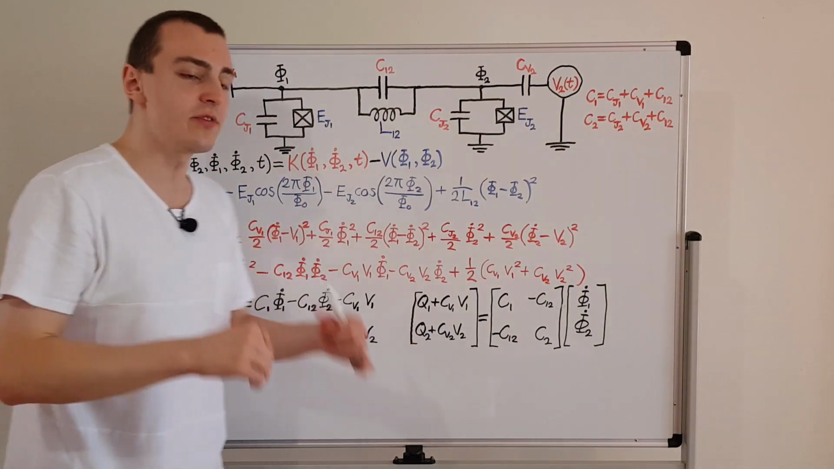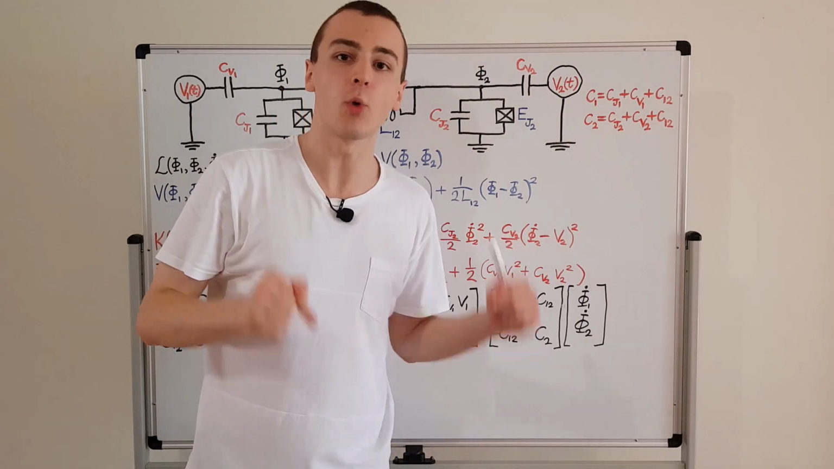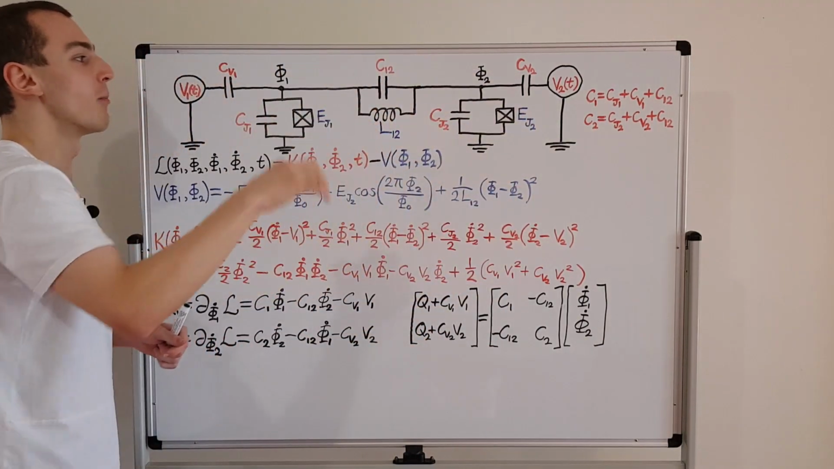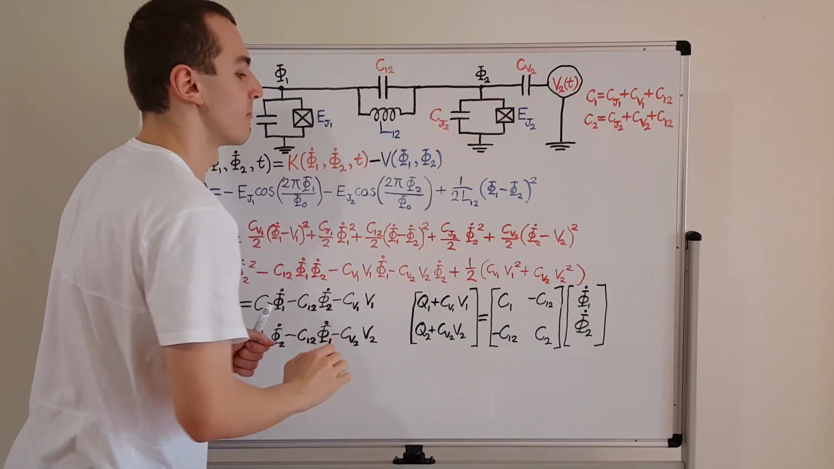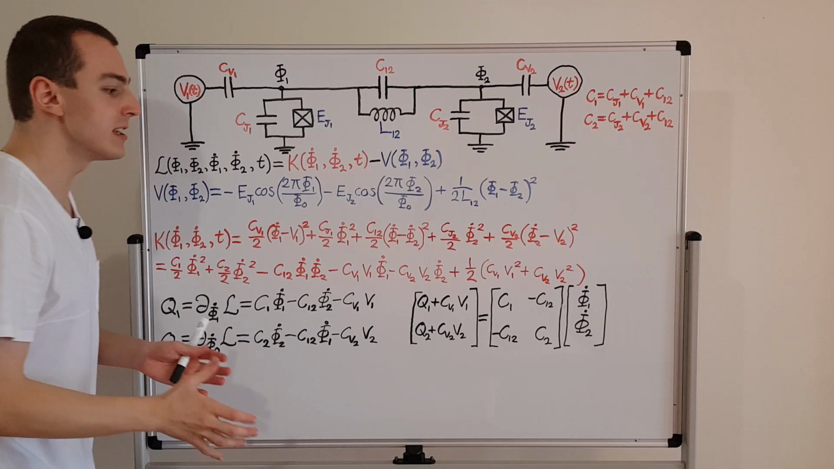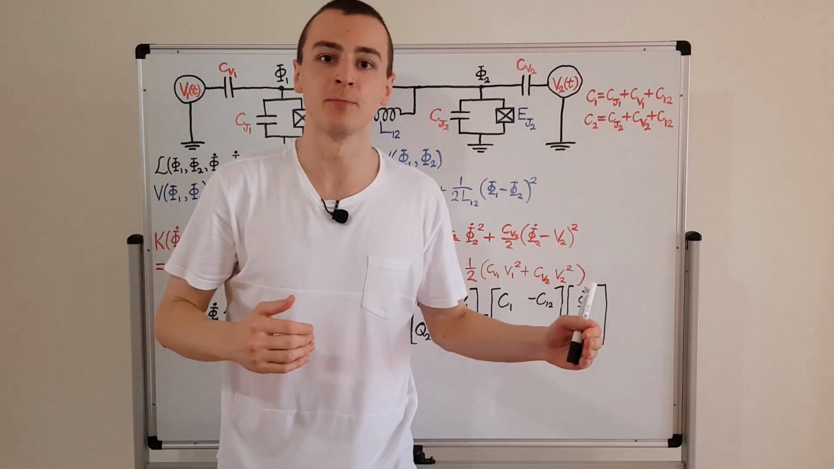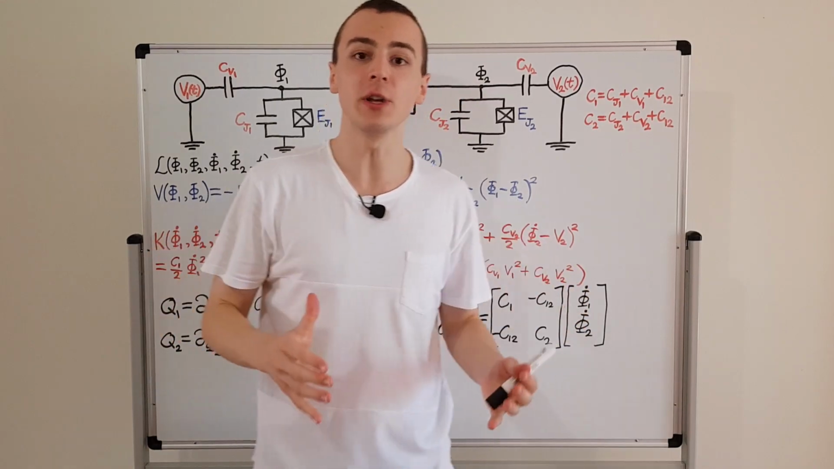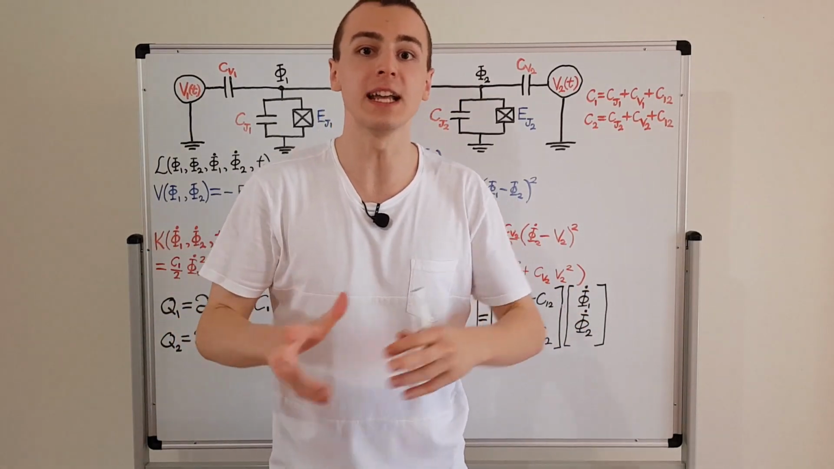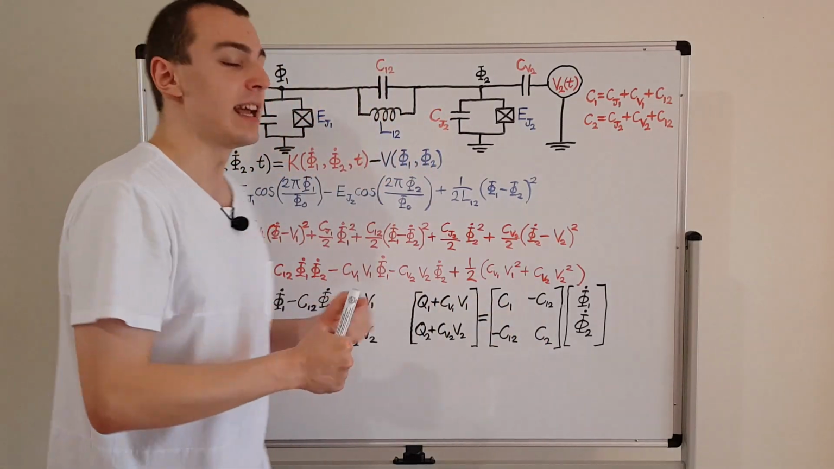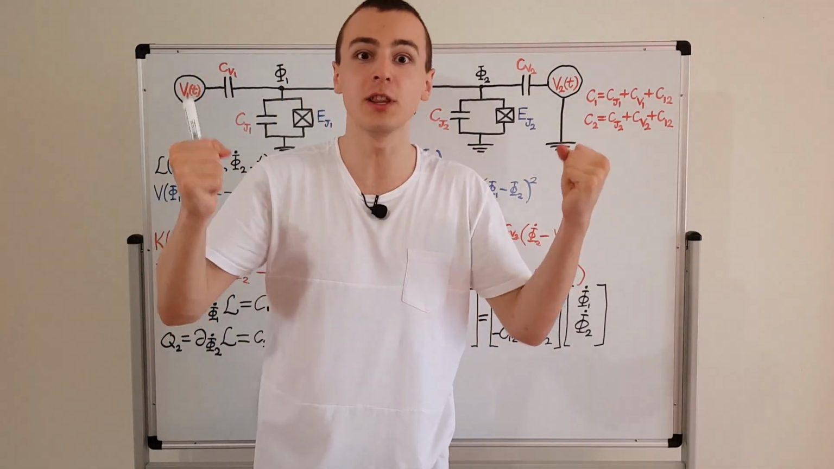So the goal of this video was to construct the Lagrangian for this physical system, or this lumped element model of a physical system. Now that we have the Lagrangian, we have all of the information that we need to construct the Hamiltonian. We just have to do the Legendre transform. And when we get the Hamiltonian, we can translate it into quantum mechanics by elevating a lot of these quantities into operators.